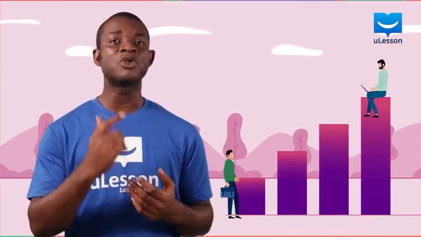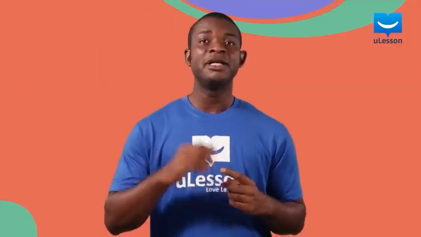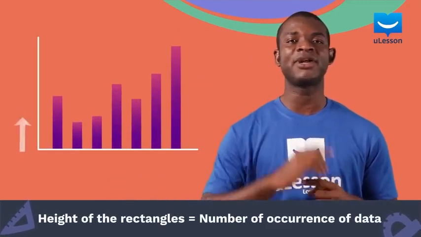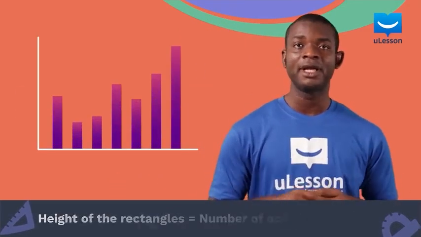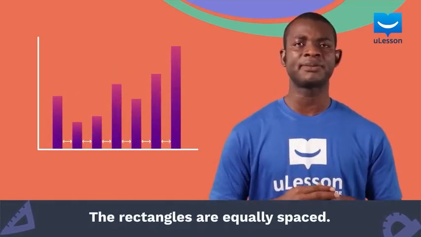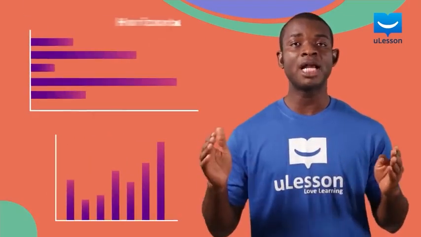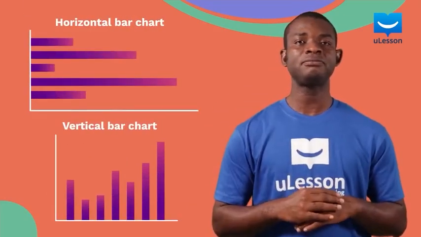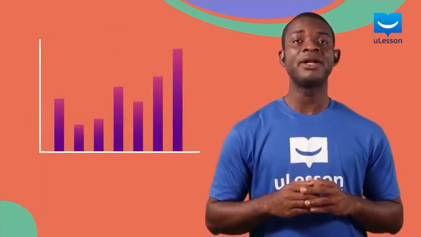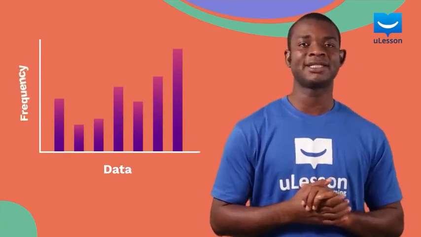There are certain things you must know about bar charts besides the presence of rectangles. First, the frequency for each class determines the height of each respective rectangle. Secondly, the rectangles have equal widths and most times they are equally spaced. Lastly, bar charts can be drawn horizontally or vertically. One thing you should also notice: the different titles of data are written on one axis while the frequency is written on the other axis.